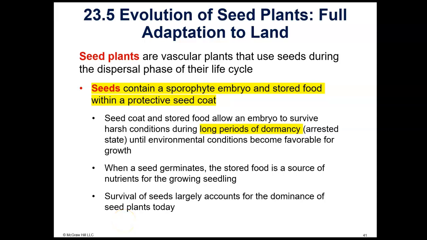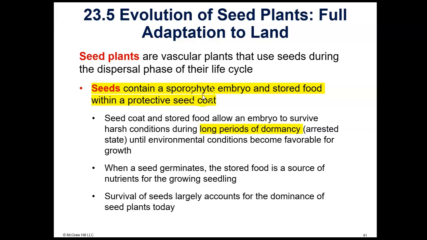This is part 3 of the lecture notes for chapter 23 on the kingdom Plantae. We have come to our section on the seed plants, and the seed plants are grouped into two phyla, the gymnosperms and the angiosperms. So a little bit about seeds.